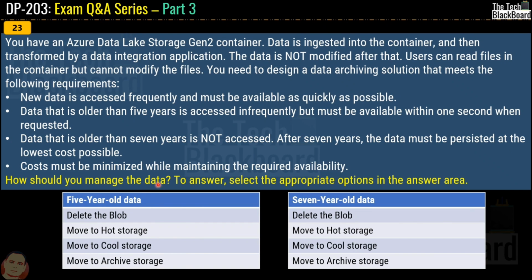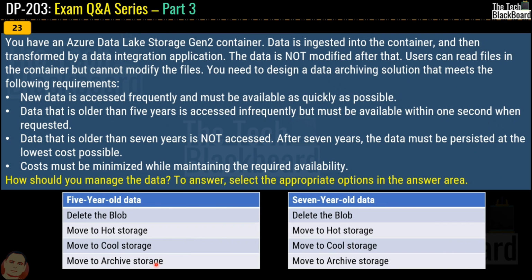So how should you manage the data? To answer, select the appropriate option in the answer area. So you have to give two answers. The first one is for the 5-year-old data and the second one you have to give the answer for 7-year-old data. And you can see the options given for both of them are the same. The first option is delete the blob. Then we have move to hot storage. After that, we have move to cool storage, and then we have move to archive storage.